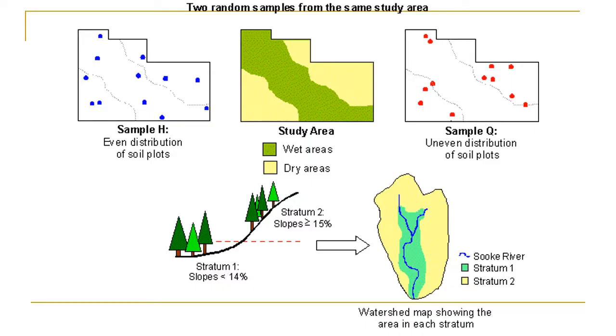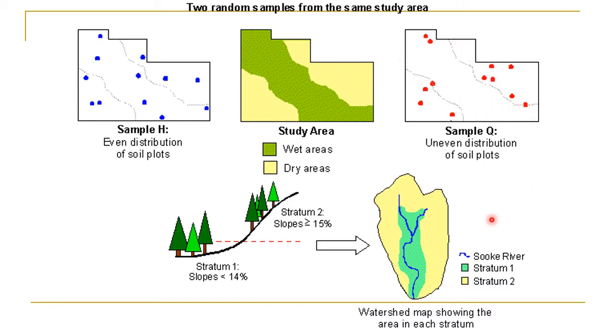Even though you're picking random samples, not all random samples are the same. They're at random. So here on sample H, we have a very even distribution across different types of soil, where the samples are basically found everywhere. And then here there's some random samples that were based on random coordinates, and we're missing a lot of sampling on this one soil type.